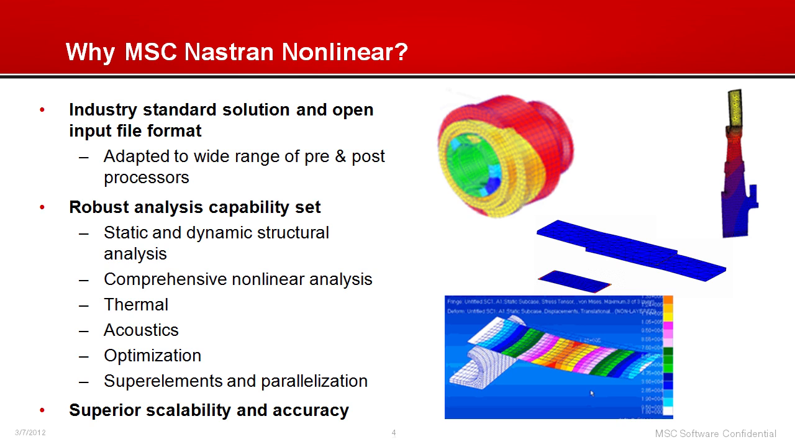So MSC Nastran is the industry standard solution, with an open input file format, and it is adopted and supported by several preprocessors in the industry today. We talked about the different analysis capabilities of Nastran in the previous slide, all the way from static analysis to optimization, superelement, and parallelization. It has superior scalability and accuracy in terms of parallel processing. It has both distributed memory parallel and SMP capability as part of the solution. So that is a high-level overview of Nastran functionality and the solution procedure available inside Nastran.